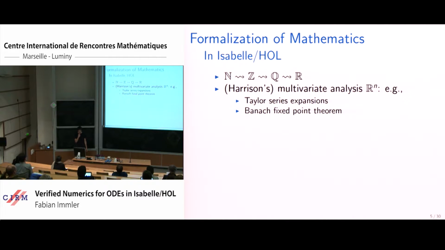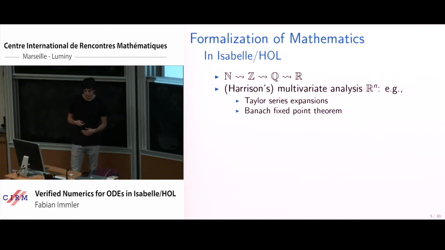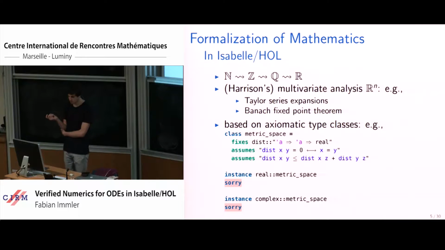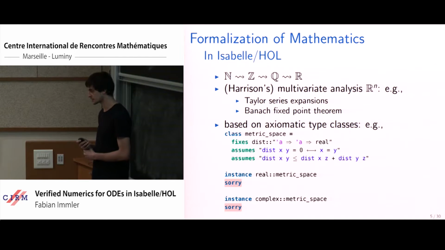And there we get things like Taylor series expansions or the Banach fixed point theorem, which is particularly important for ODEs. But since Harrison's developments have been ported, they have been generalized to a larger extent because we chose in Isabelle to have most of the formalization based on type classes, because we have axiomatic type classes. That means, for example, we have a type class for metric spaces, where you choose as a parameter a distance function, and they're axiomatic because you can also assume some properties about these parameters, so that here in this case equal elements have to have distance 0 and the triangle inequality needs to hold.